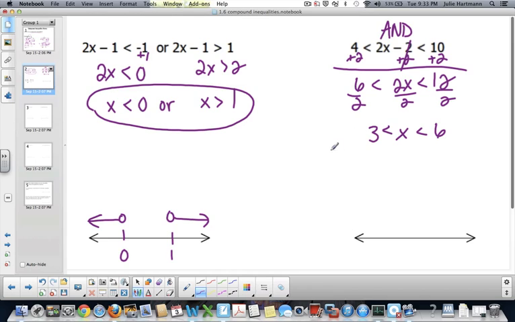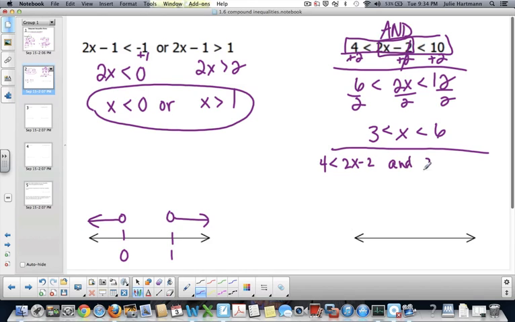Now, the other way you could look at that is split it up into two inequalities. You have 4 is less than 2x minus 2, and 2x minus 2 is less than 10. So you would solve both of them. Okay, you would end up getting your same answer. Now when you graph 3 is less than x is less than 6, that's my favorite one to graph. Very simple.